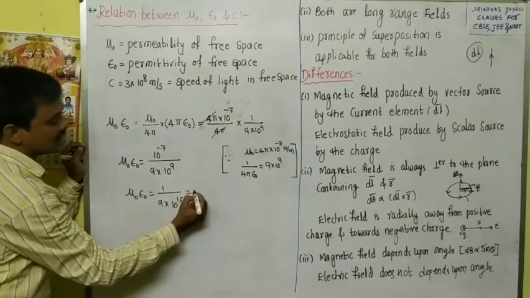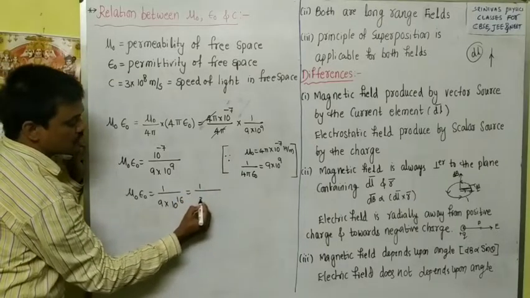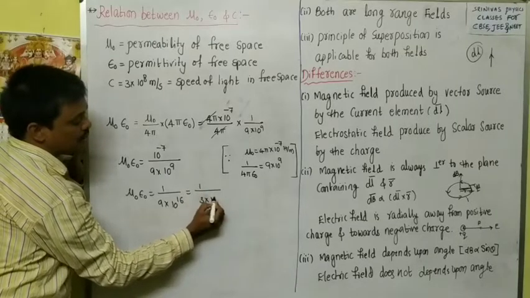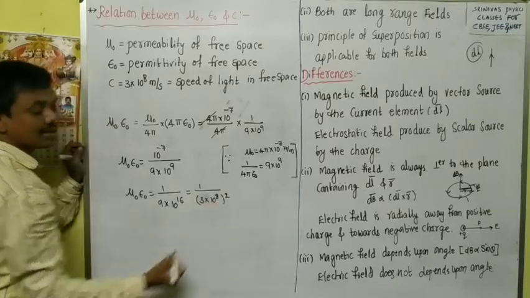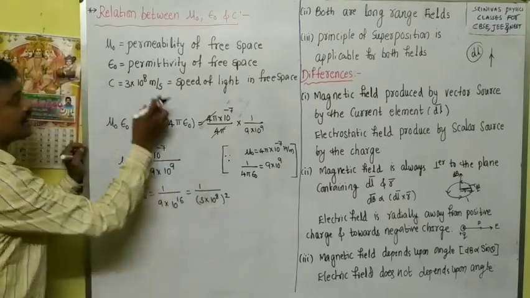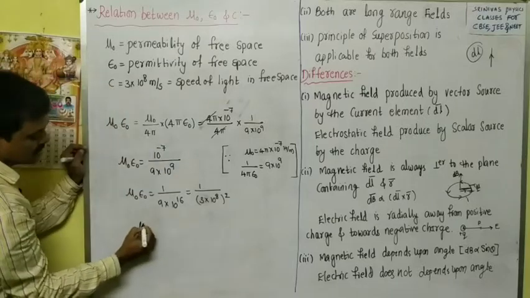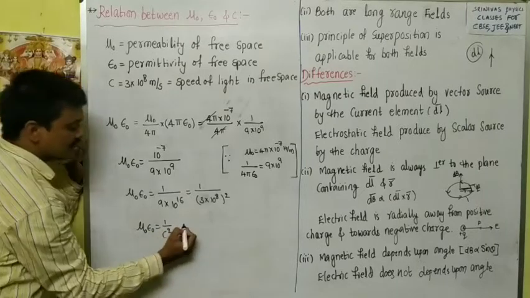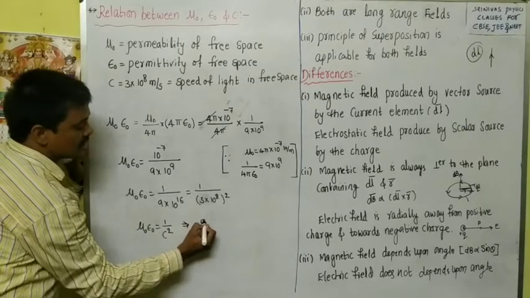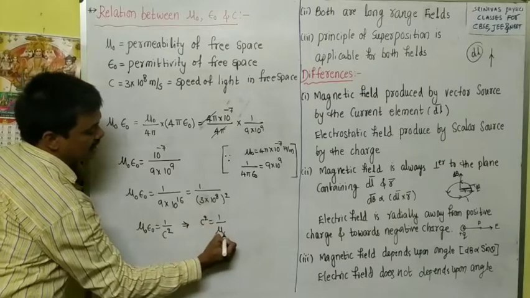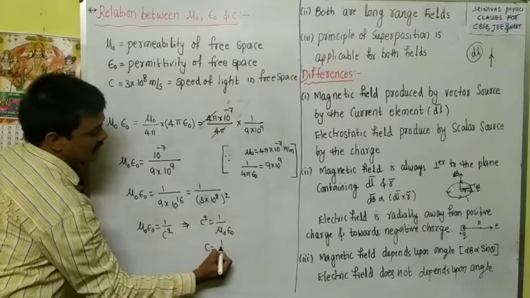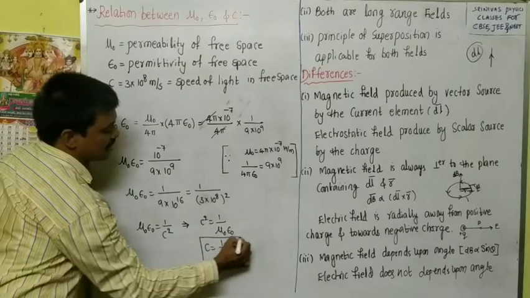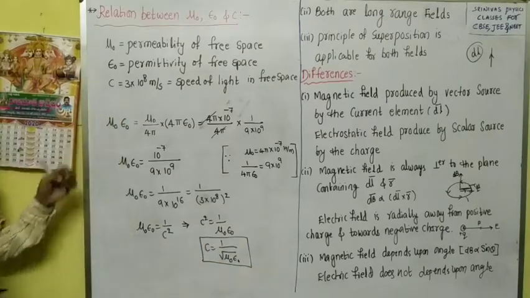And this we can write as 1 by 3 square into 10 power 16, which we write as 3 into 10 to the power of 8 whole square. What is 3 into 10 power 8? That we write as c. Then mu naught epsilon naught is 1 by c square, right? From this we get c square is equal to 1 by mu naught epsilon naught. Then c is equal to 1 by root mu naught epsilon naught. Okay, this is the relation between mu naught, epsilon naught and c.